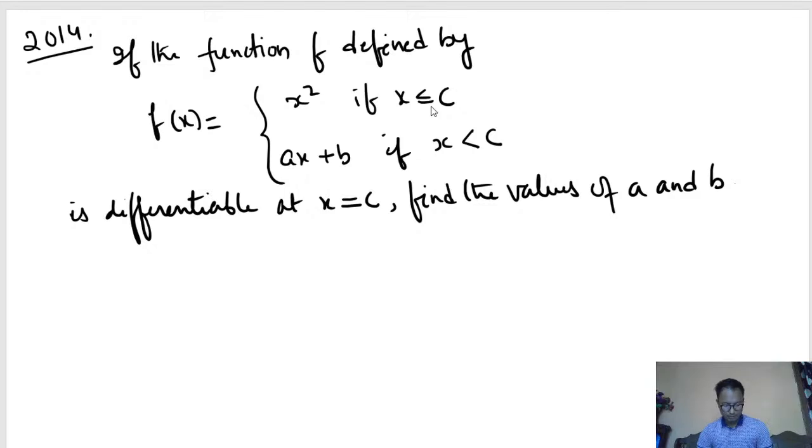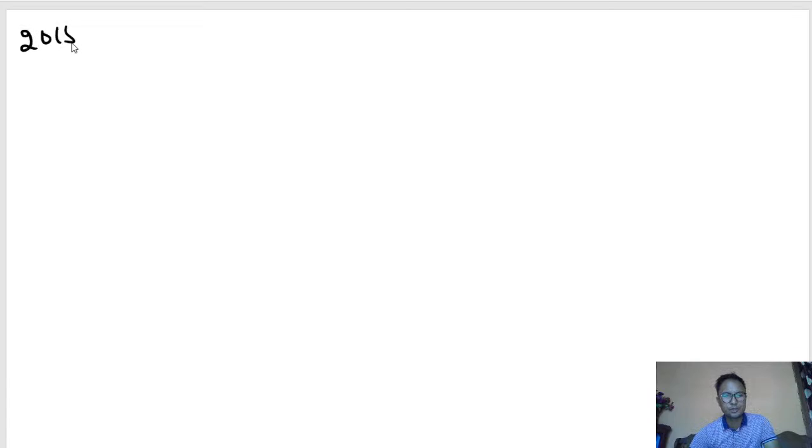Otherwise it is a problem. Right, so let me check it. I think c is either greater than or equal to c, or less than c. So let me check it again because I have some doubt over it, and this is the question. So 2014, now we will move to 2015. This we will do later on.